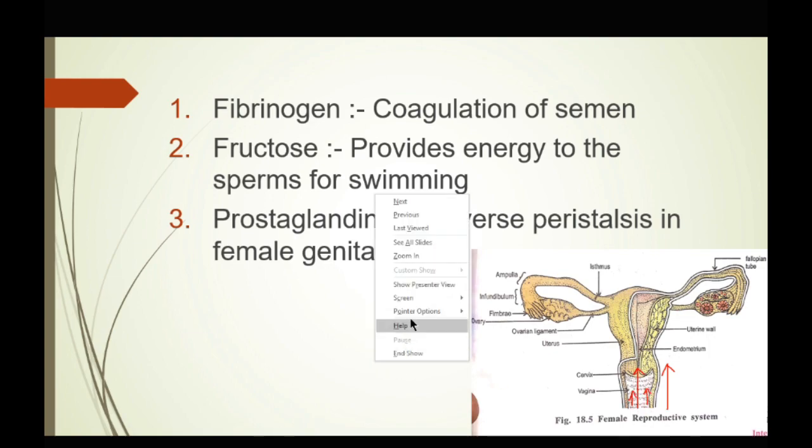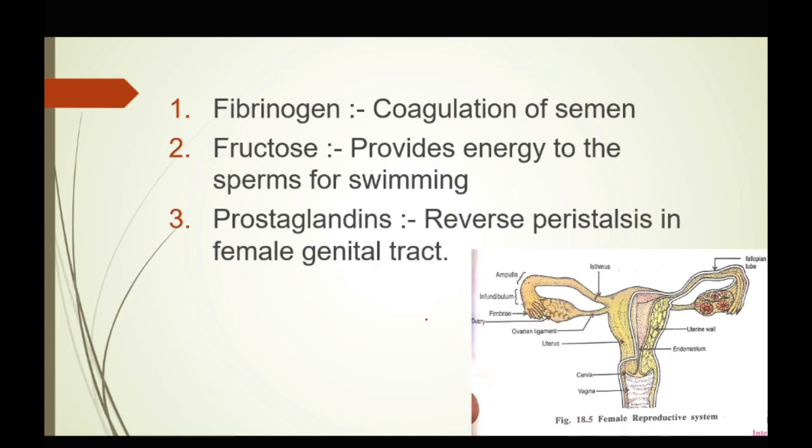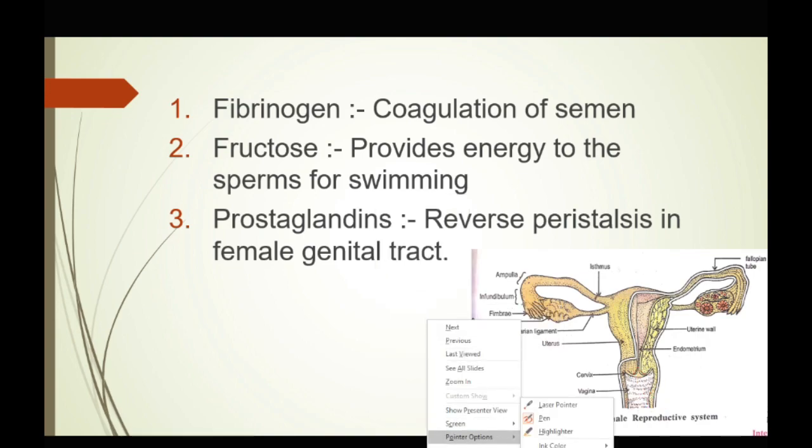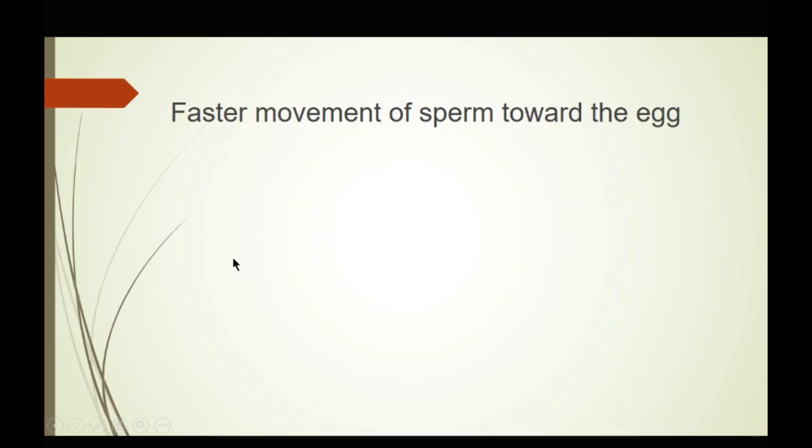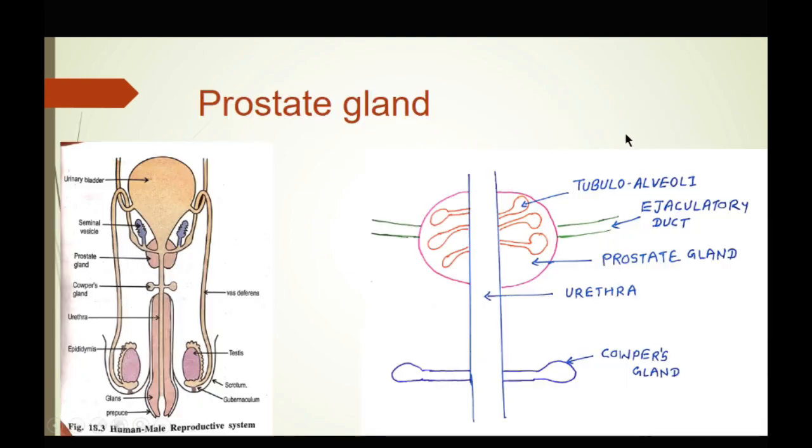So we can see that the third component, the prostaglandin, brings out the reverse peristalsis in the female genital tract. And as the reverse peristalsis takes place in the female genital tract, the sperms can move at a faster rate towards the egg.